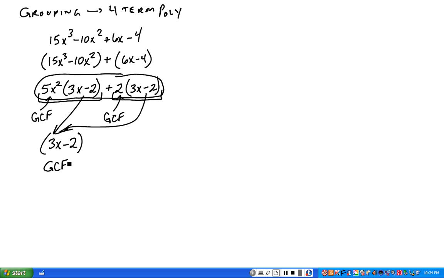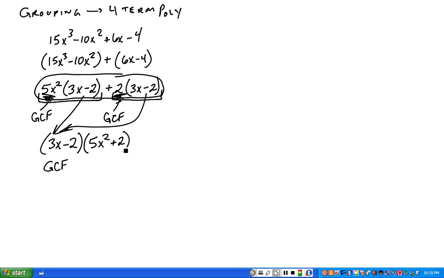Just like we've done in the past, we pull out our GCF and then we write our parentheses, and in the parentheses we write what's left. If I pull 3x minus 2 out of my first term, then that's all that's left, so I write 5x squared. Now if I look at the second term, if I pull out 3x minus 2, the 2 is all that's left. And it's a plus in front of the 2, so I write plus 2.